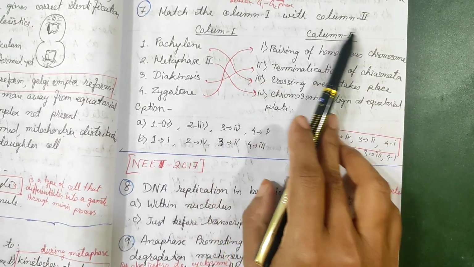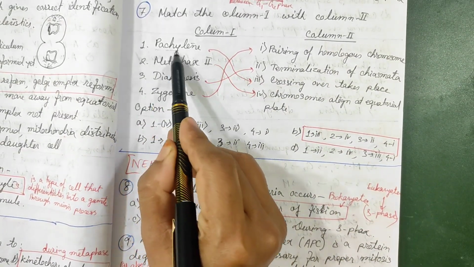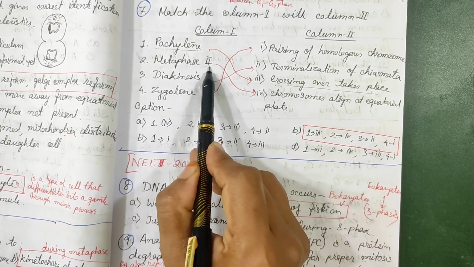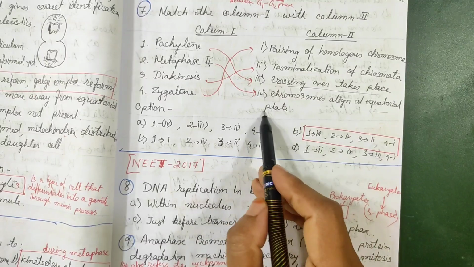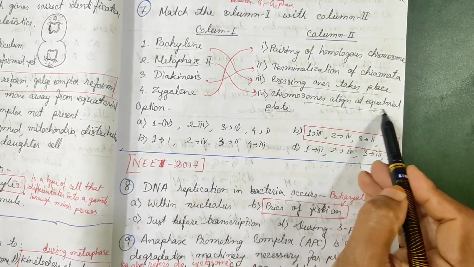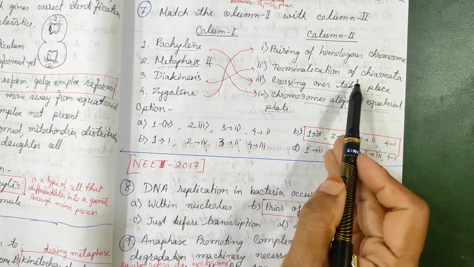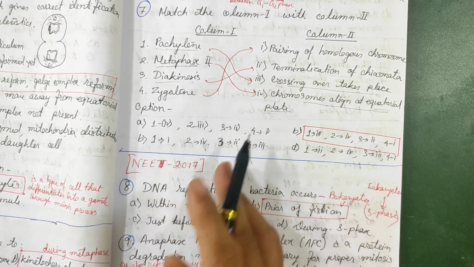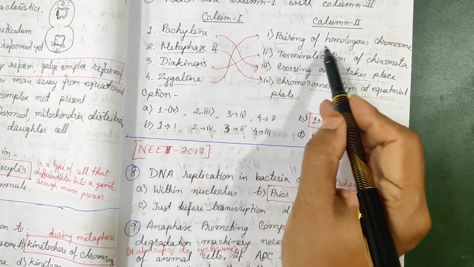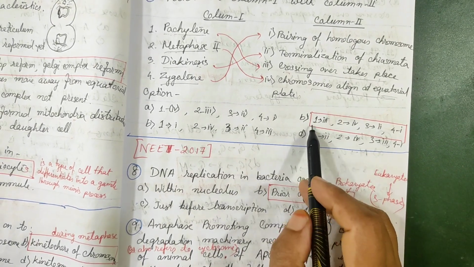Next, matching column 1 with column 2. Number 1, pachytene stage. Pachytene stage is where crossing over takes place, okay. Next, metaphase 2 is where the chromosomes are aligned at the equator. Meta means midline, okay. The chromosomes are present in the midline or equatorial plane. Next, diakinesis is terminalization of chiasmata. Chiasmata is terminalized in this diakinesis stage of meiosis 1, okay. Next, zygotene stage, it is pairing of homologous chromosomes. So option number B is correct.